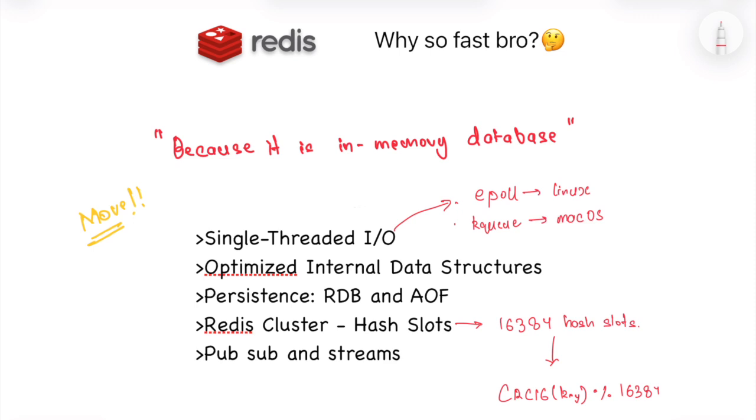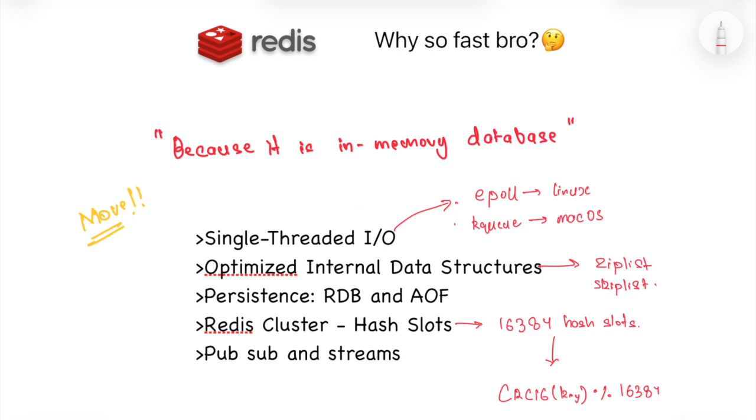The second part is that it has optimized internal data structures. Redis doesn't use generic structures. For small sets it uses a ziplist. It is a compact byte array, and for larger sets it switches to a hash table or skip list. It automatically upgrades between representations as your data grows. So it is a ziplist, and the second one is the skip list. This is why Redis uses far less memory than you would expect for typical workloads.